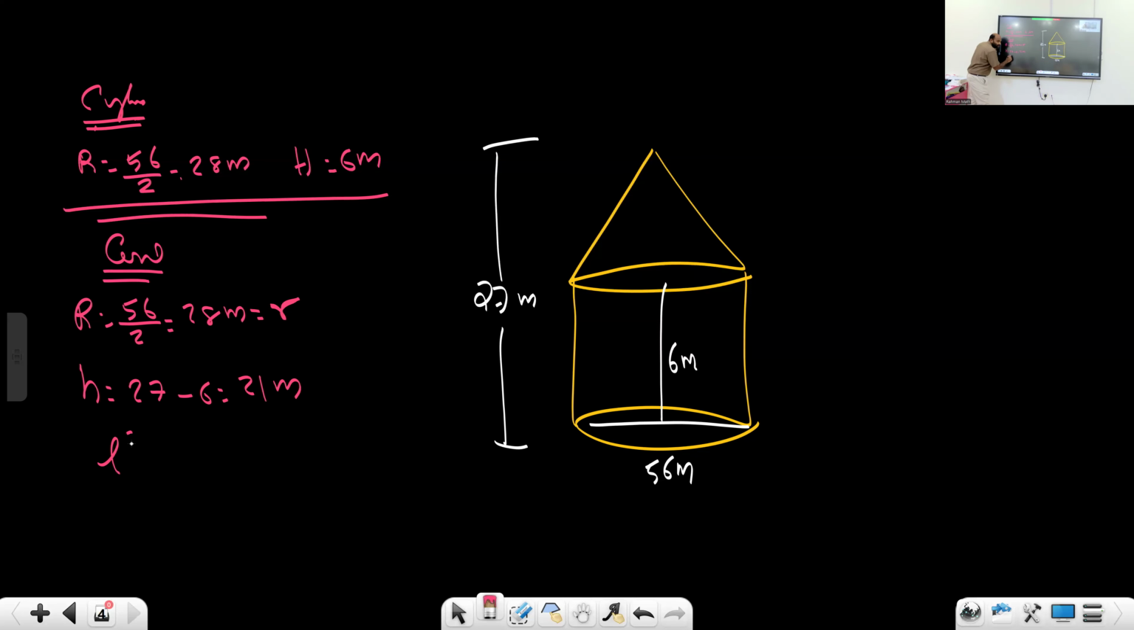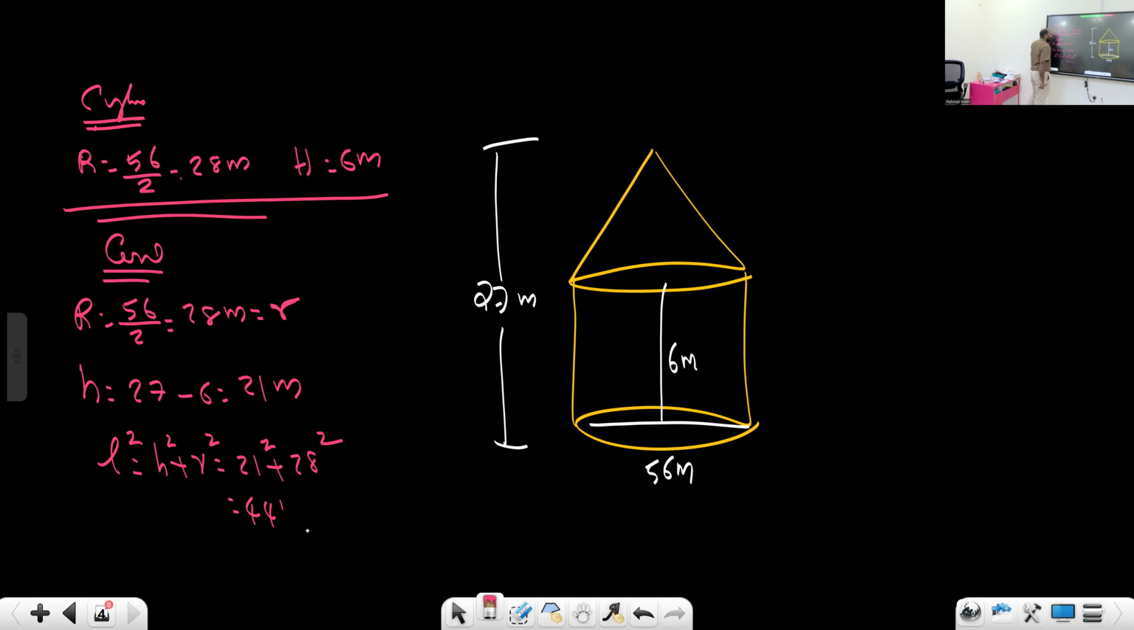So we know that, what do you know? Whenever area is asked in the case of cone, L is compulsory. Volume no need, but for area L is compulsory. So L square equal to H square plus R square. H is 21 square, 28 square: 441 plus, what's 28 square? 784. We did it today itself. Total is how much? 1225. So what is L? L equal to 35.